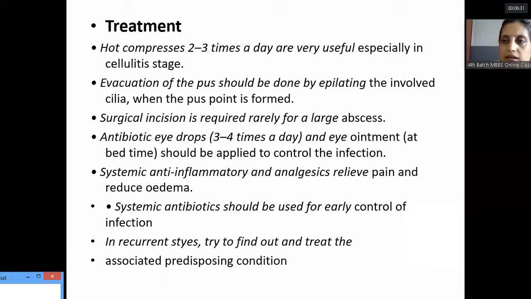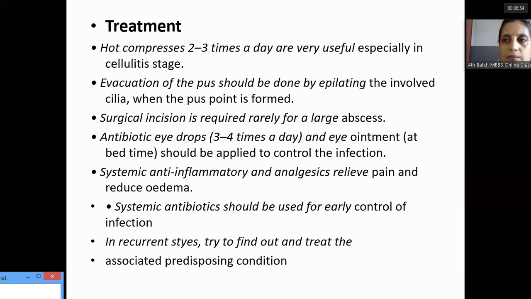Antibiotic eye drops 3 to 4 times a day and eye ointment at bedtime should be applied to control the infection. Systemic anti-inflammatory and analgesic drugs relieve the pain and reduce the edema, and systemic antibiotics should be used for early control of infection. In recurrent stye, try to find out and treat the associated predisposing conditions.